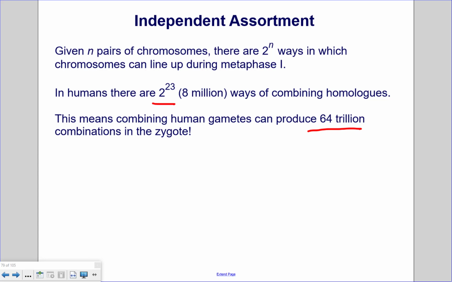So if you can imagine this, the chances of you and one of your siblings having the same exact sets of chromosomes from your parents after the gametes combined is a 1 in 64 trillion chance. So with the exception of identical twins, you could very much count on you and your siblings having a very unique set of chromosomes from your parents.